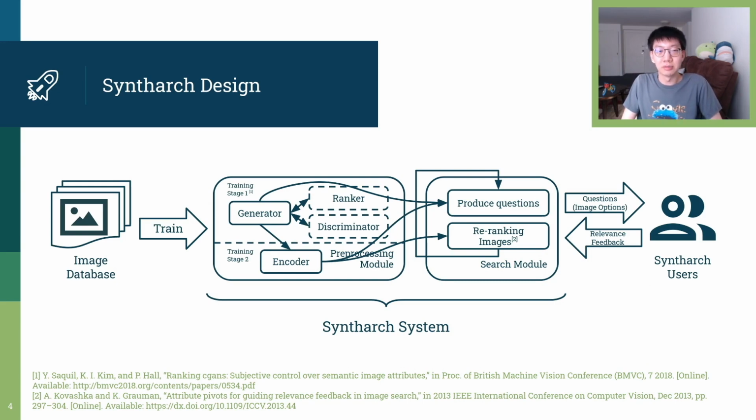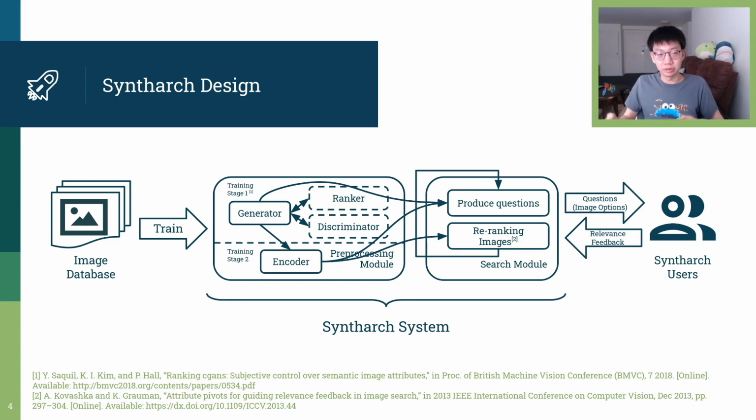It comprises two modules: a preprocessing module that performs a two-stage training for every image database, and a search module that interacts with a user who wants to retrieve an image from a preprocessed database. In training stage 1, we train 3 networks for attribute conditioned image synthesis. At the same time, we learn a multidimensional attribute space where each dimension corresponds to an attribute. This model is adapted from RankSynth introduced by Yu and others in 2018.